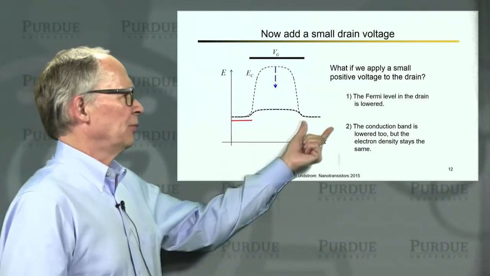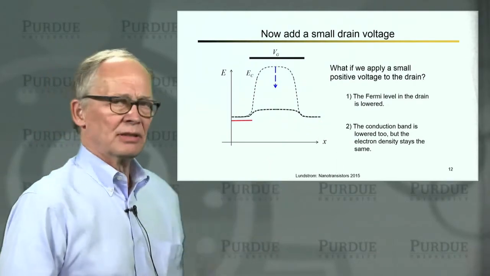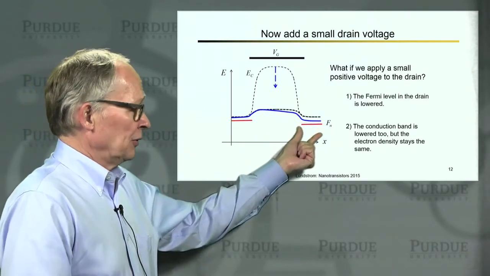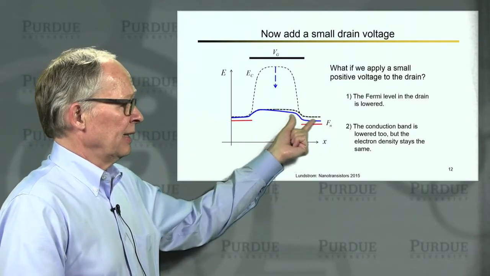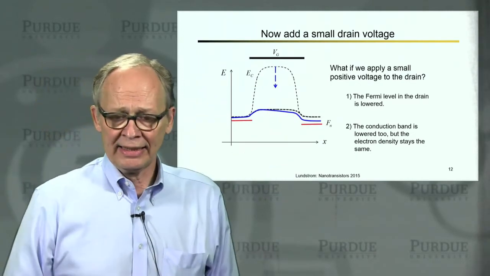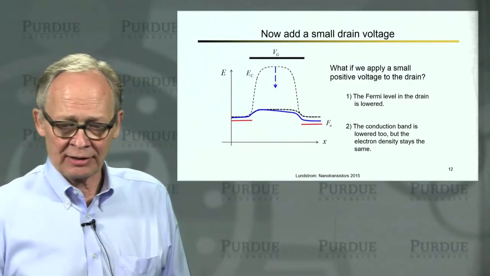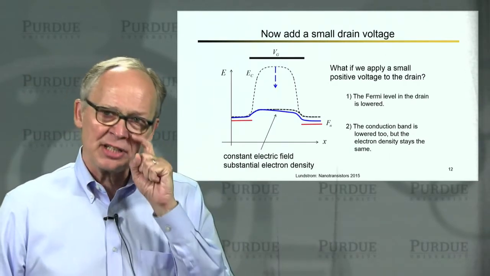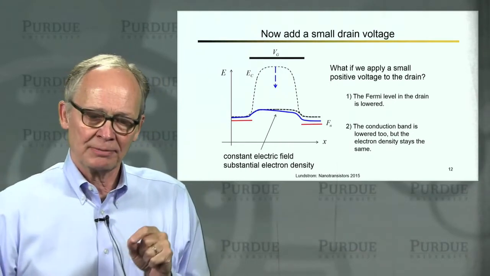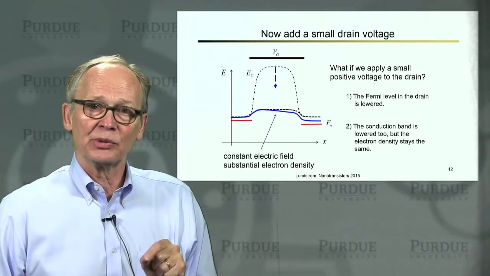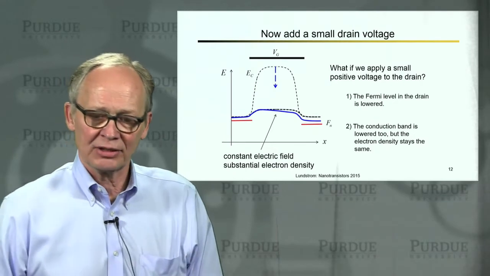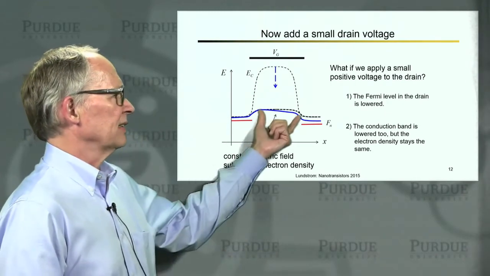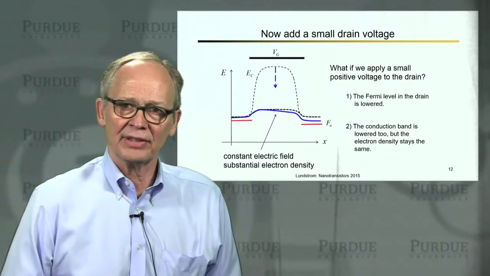Now if we apply a small voltage to the drain, we'll pull this down just a little bit. So if we pull that down a little bit, we pull down the Fermi level, we pull down the conduction band, and now we have a little bit of slope in the conduction band inside the channel. Remember, the conduction band is changing because the electrostatic potential is changing. So the slope of the conduction band is related to the slope of the electrostatic potential, which is basically the electric field. So what we're seeing here is that there is a small constant electric field in the channel.